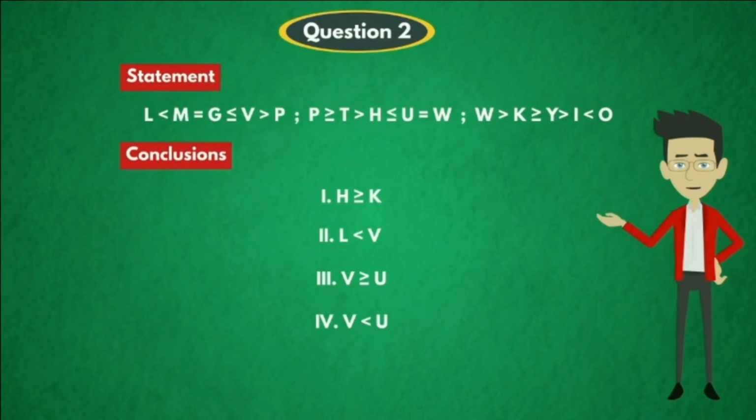Here conclusion 3 and conclusion 4 are false. But here observe that conclusion 3 is V greater than or equal to U and conclusion 4 is V less than U. Here these two conclusions are with same entities V and U. So here a chance V greater than or equal to U or V less than U. So here in these two conclusions, one conclusion must be true. It's either conclusion 3 or conclusion 4.